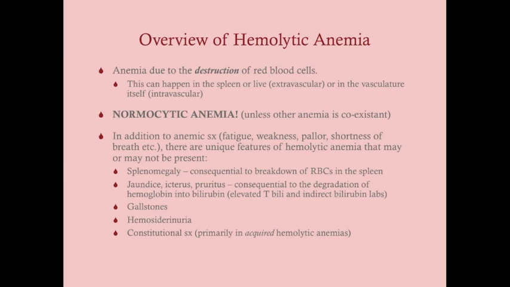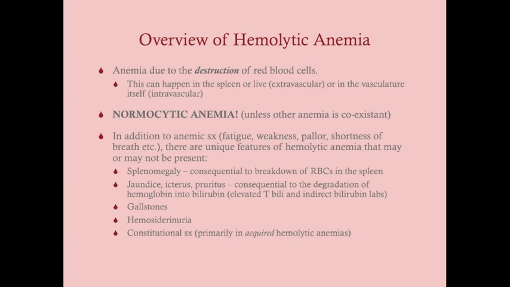In addition to the anemic symptoms, which of course are fatigue, weakness, pallor, shortness of breath, and so forth, there are going to be unique factors of hemolytic anemia that's due to the destruction of the red blood cells and the metabolism of hemoglobin. So one of the things that you can see is splenomegaly, and that's because the spleen is one area where the blood cells can get broken down. And so the spleen can get enlarged if there's more red blood cells being broken down in the spleen.